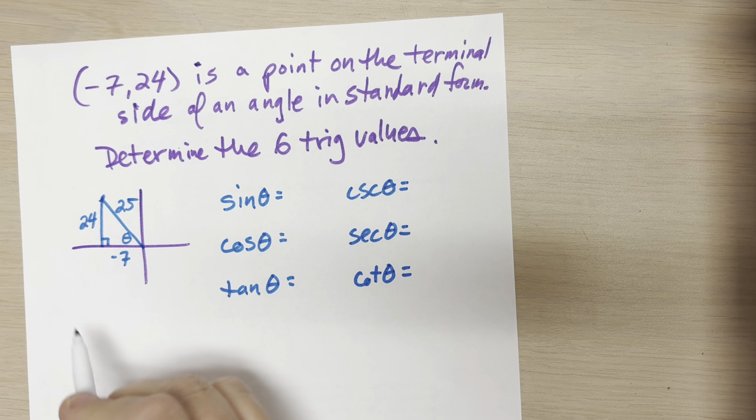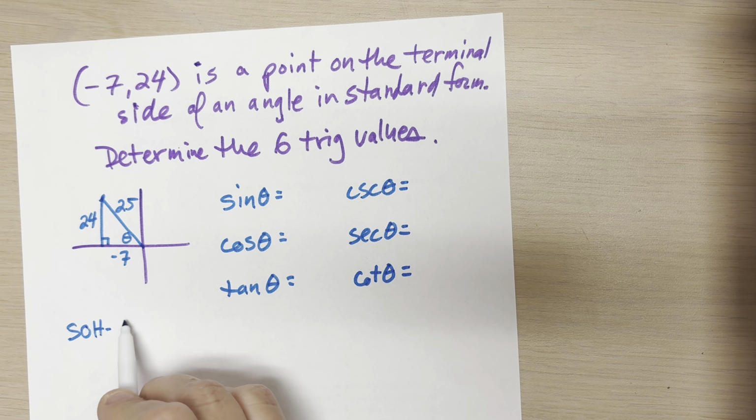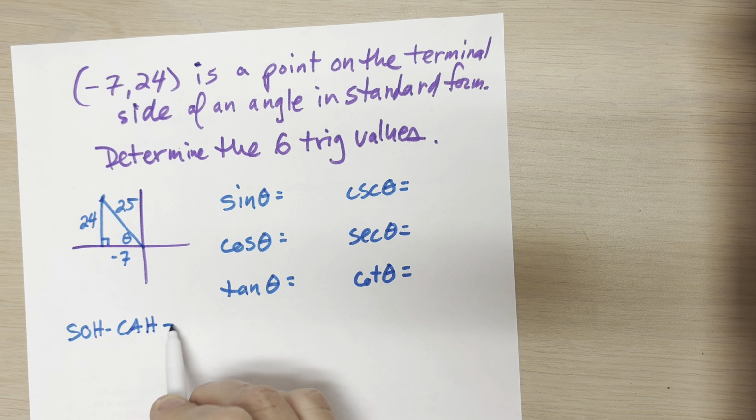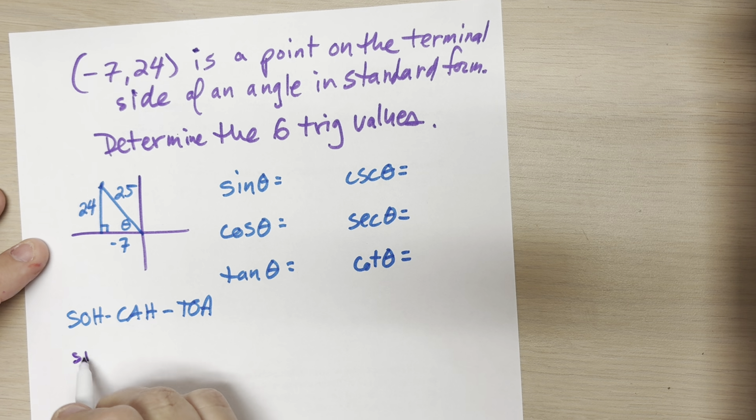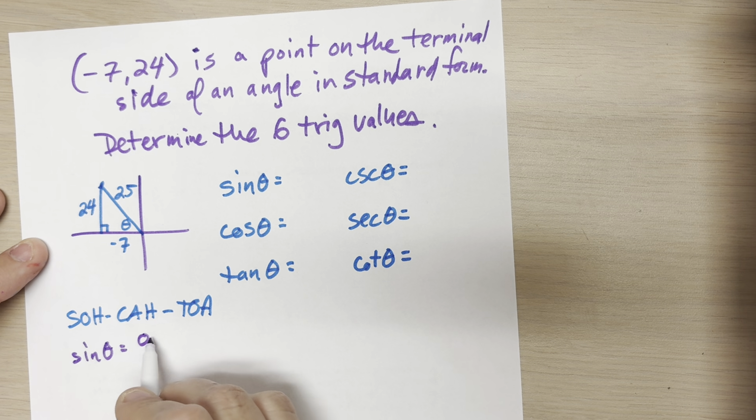Okay, remember SOHCAHTOA from geometry. If you're not sure what's going on there, remember that sine is going to be your opposite side over the hypotenuse.